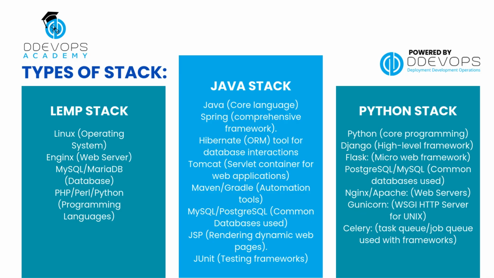The Python stack, built on Python with Django or Flask for web frameworks. PostgreSQL or MySQL manage data, Nginx or Apache serve content, and Gunicorn plus Celery handle requests and background tasks. Each stack is tailored for different needs, from enterprise-grade systems to agile web apps.